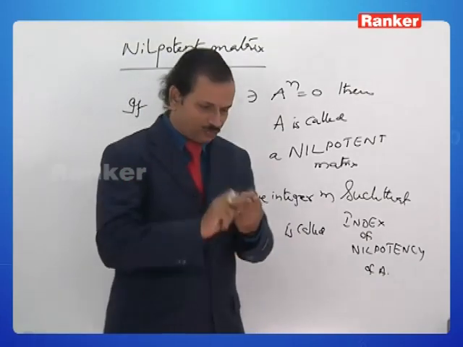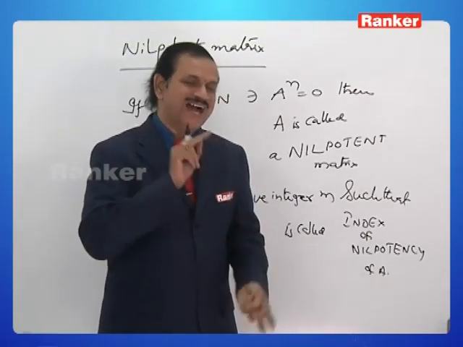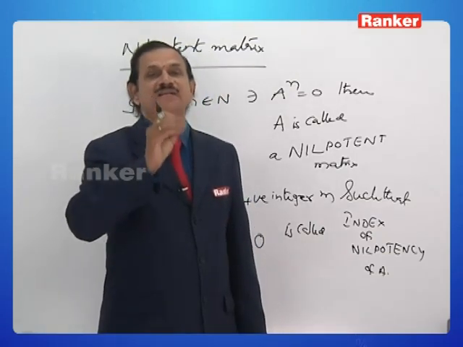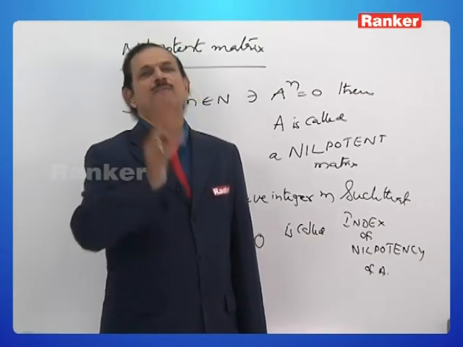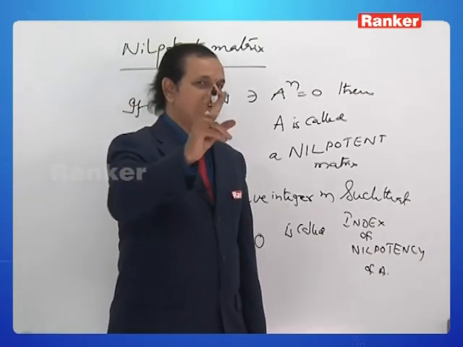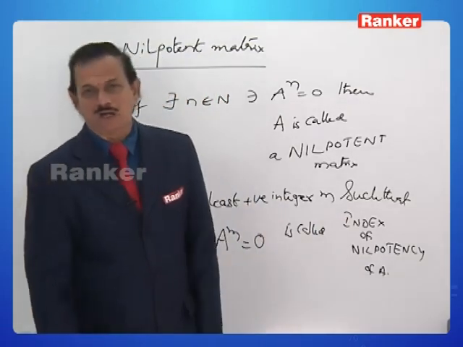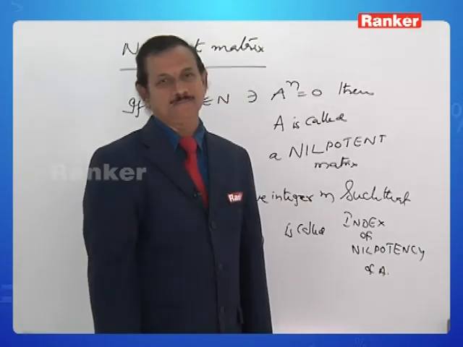If A square is not 0, A cube is not 0, A power 4 is not 0, and A power 5 is 0, then 5 is the very first natural number, or the least natural number, for which A power 5 is 0. That 5 is called the index of nilpotency, or A is said to be nilpotent with index 5.